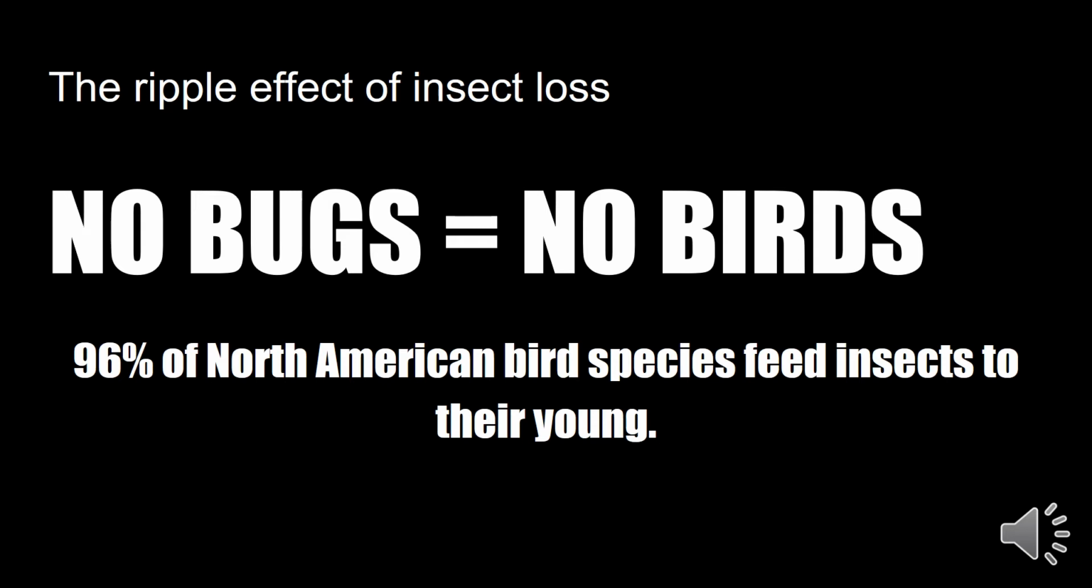96% of North American bird species feed insects to their young. So those birds that you're feeding birdseed to rely on that, but when they have young, they switch to needing insects. So for the vast majority of birds that we see, insects are critical. Did you know that caterpillars are a major food source for 310 species of North American birds? Just caterpillars. So insects and birds, they go hand in hand.